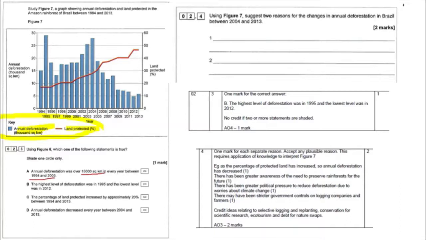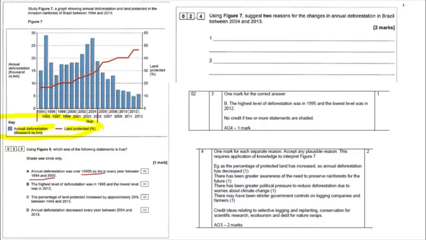So I'm doing from 94 to 2005. But got to be clear it's that particular thing. 15,000, and I can just draw a line across there, and clearly that's not true. So that one's false. Let me just see if I can rub this out. There we go. Right, number 2.